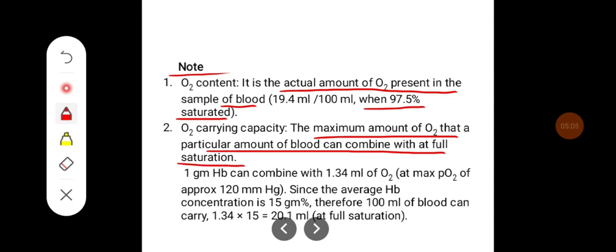1 gram of hemoglobin can combine with 1.34 ml of oxygen, so at max PO2 of approximately 120 mm of Hg. Since the average hemoglobin concentration is 15 gram percent, therefore 100 ml of blood can carry 1.34 into 15, that is equal to 20.1 ml with a full saturation.